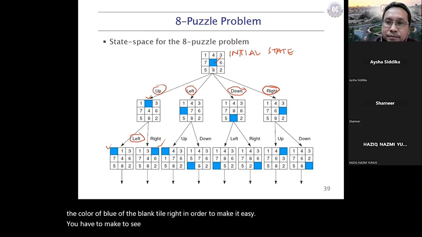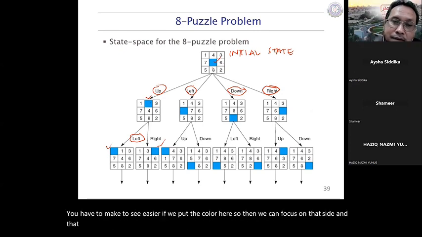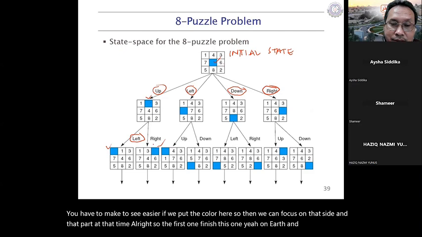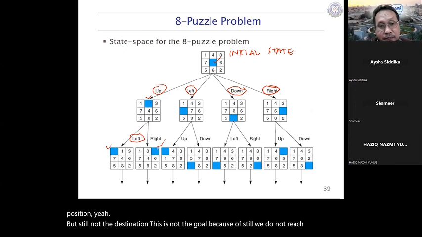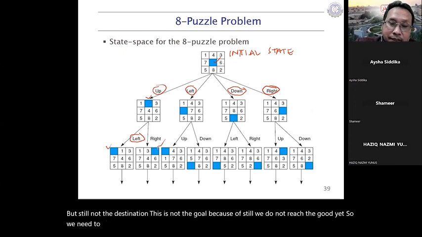If we put the color here, then we can focus on that side and that part, that tile. So the first one finishes this corner. Then we got this position, but still not the destination. This is not the goal, because we do not reach the goal yet. So we need to expand again for the next position.